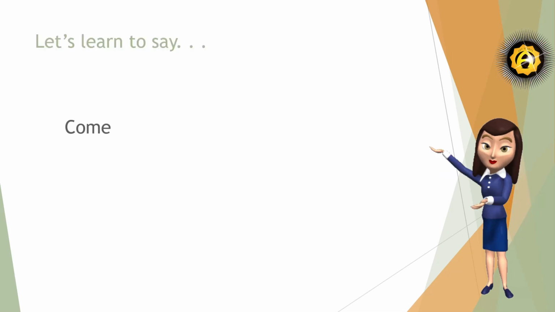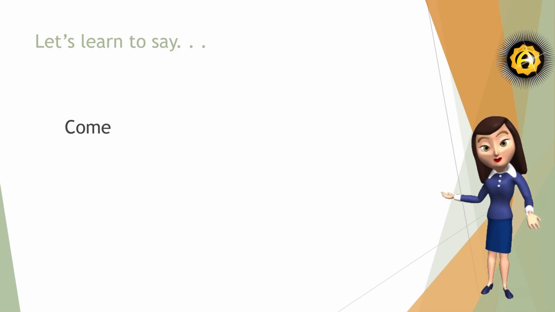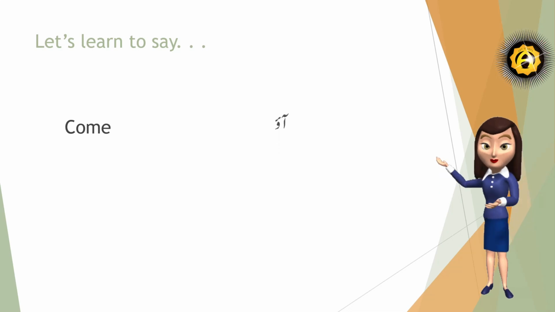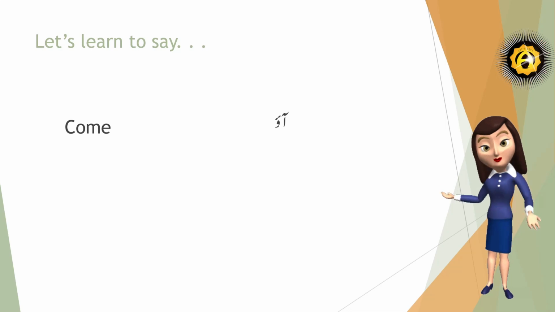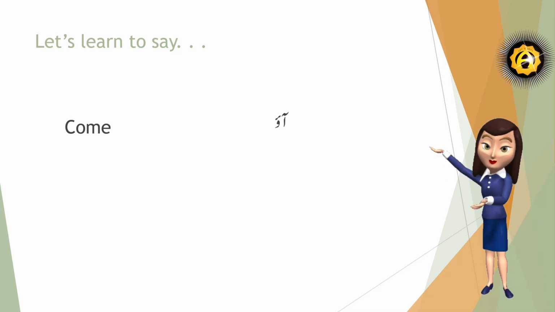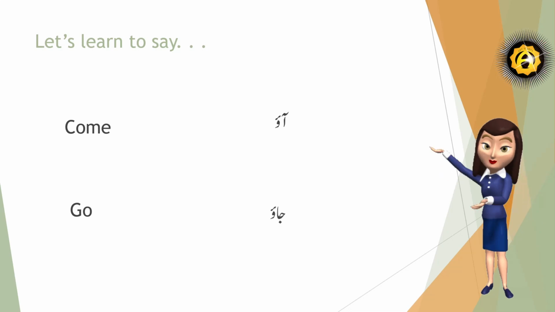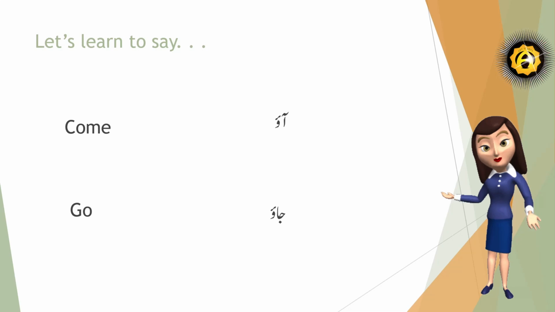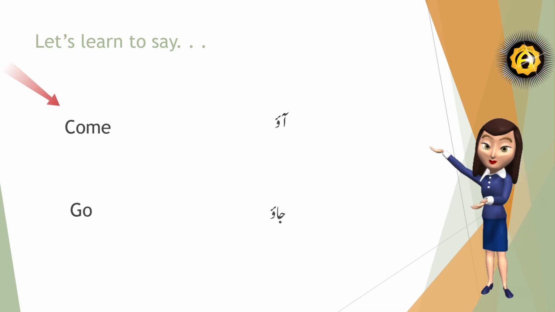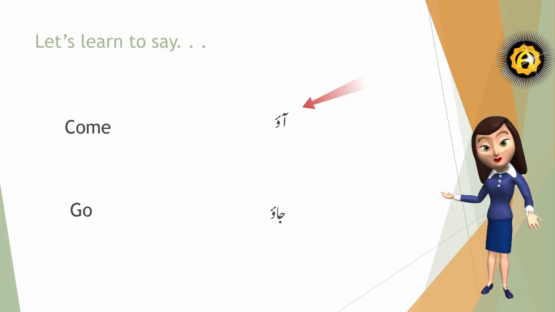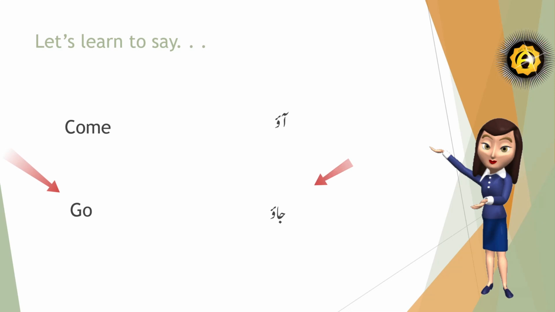Let's learn to say come in Urdu. We say come and in Urdu it is aao, aao, aao. Come, aao. Then in English we say go, go, and in Urdu it is jao, jao, jao. So in English it is come and in Urdu aao. Then in English it is go and in Urdu jao.